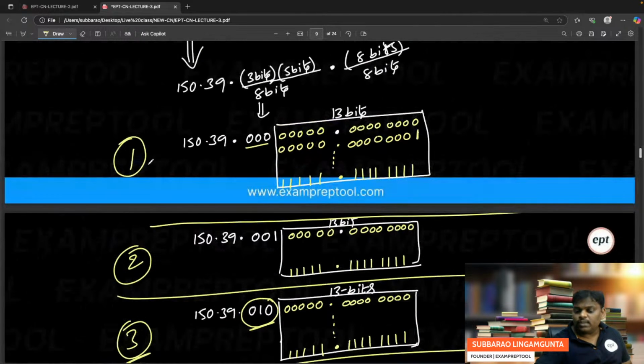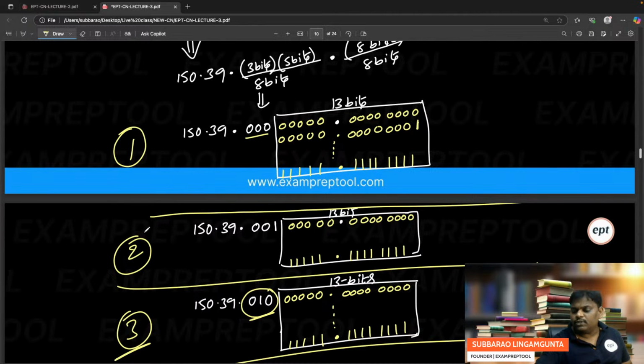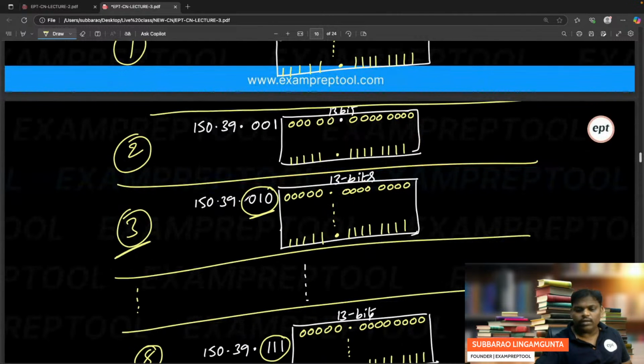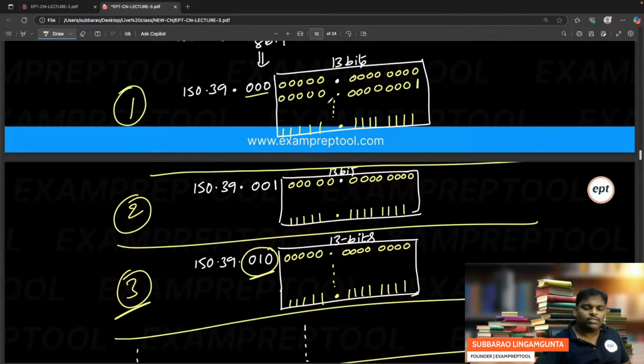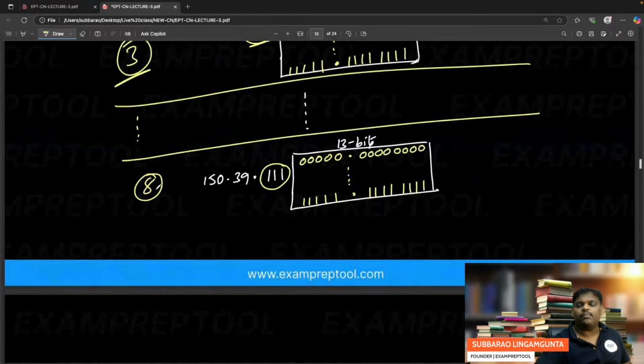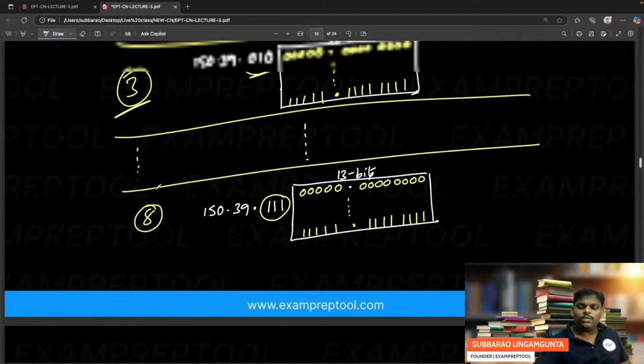Next one, first subnet, 0th subnet. Second subnet means first subnet, number 1. So you need not be confused. Just give the physical number. First subnet means this. Second subnet means this. Third subnet means this, and so on. 8th subnet. So let's go for IPs one by one.